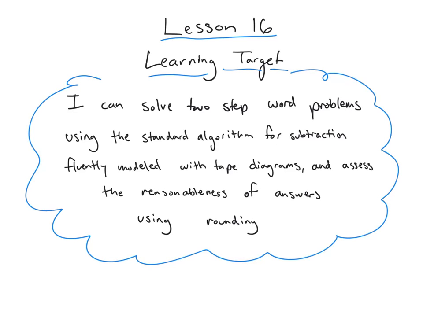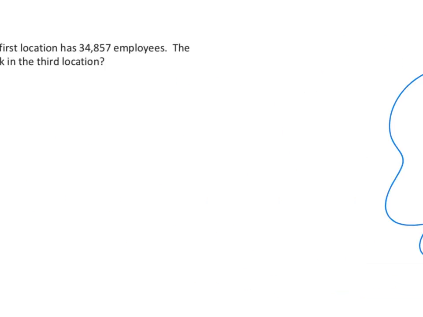So pretty big learning target here, but essentially what we're going to be doing in this lesson is solving word problems with subtraction that involve more than one step, and then we're going to be using tape diagrams to help us understand the problems and rounding to help us check to see if our answer is reasonable. So let's look at a few examples here to help us with the story problem solving process.